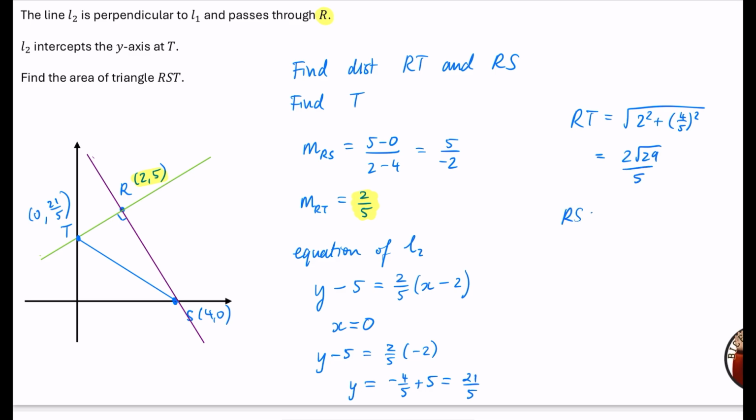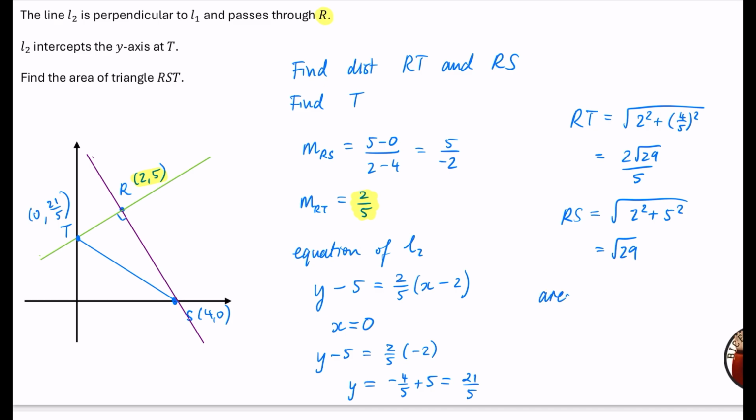And then the distance RS, we're going to do the distance between these 2 points. That is going to be the square root of the difference between the 2 and the 4. Well, that's just 2 squared. And the difference between the 5 and the 0, that's just 5 squared. So what's that? 25 plus 4, that's the square root of 29.